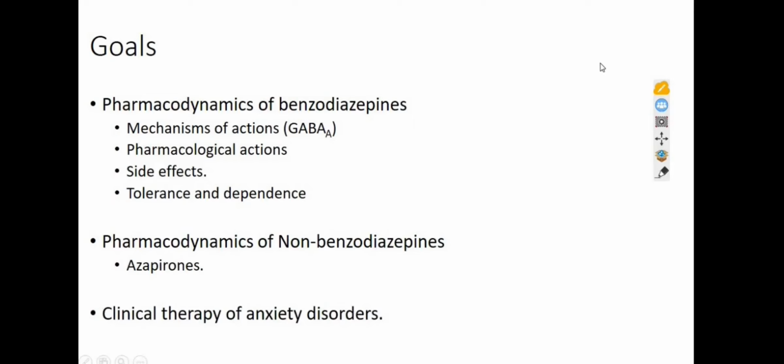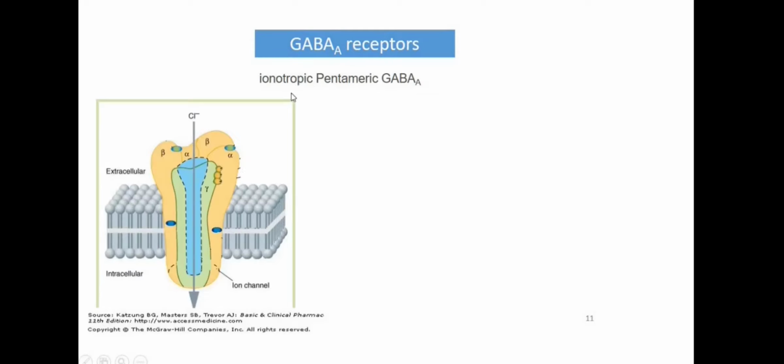So first, we are going to talk about the pharmacodynamics of the benzodiazepines, and we will start with the mechanisms of actions, how they produce their action. In benzodiazepines, as we know, they act through the GABAA receptors. And the GABAA receptors, they are pentameric ionotropic receptors. What does it mean, pentameric? It means that they are formed from 5 subunits, as you can see here.